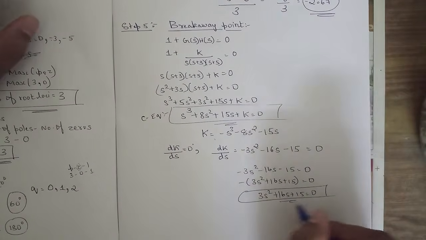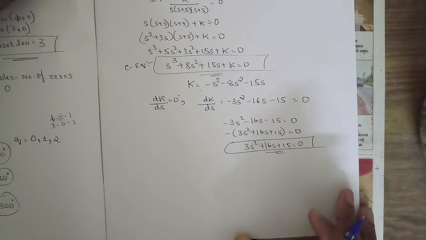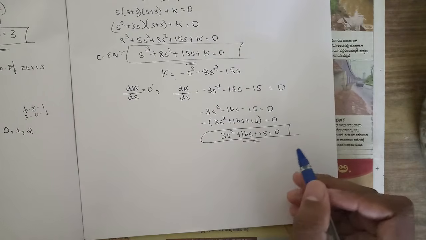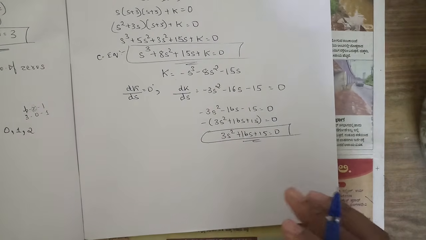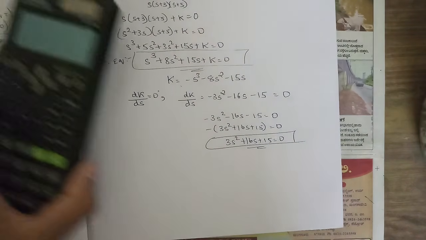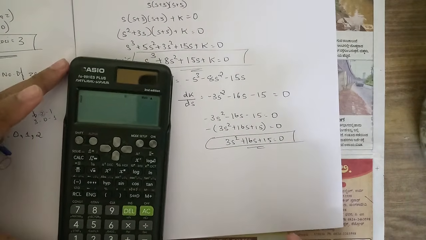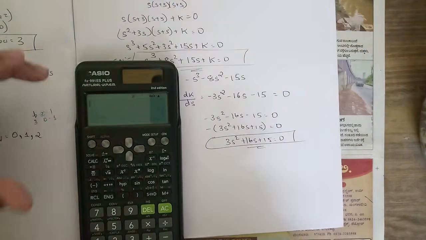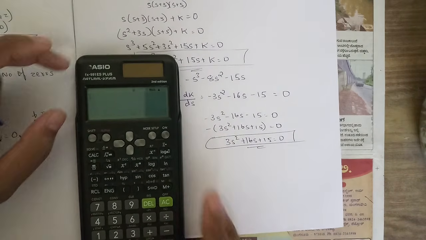Okay, so now for this equation we need to find the roots. Either we can use the quadratic formula, that is minus b plus or minus square root of b square minus 4ac, divided by 2a, and find the roots, or in order to avoid wasting time, we can directly substitute this equation in the calculator. I will tell you how. Some of you might know it, those who are very good at maths and thoroughly following the maths.